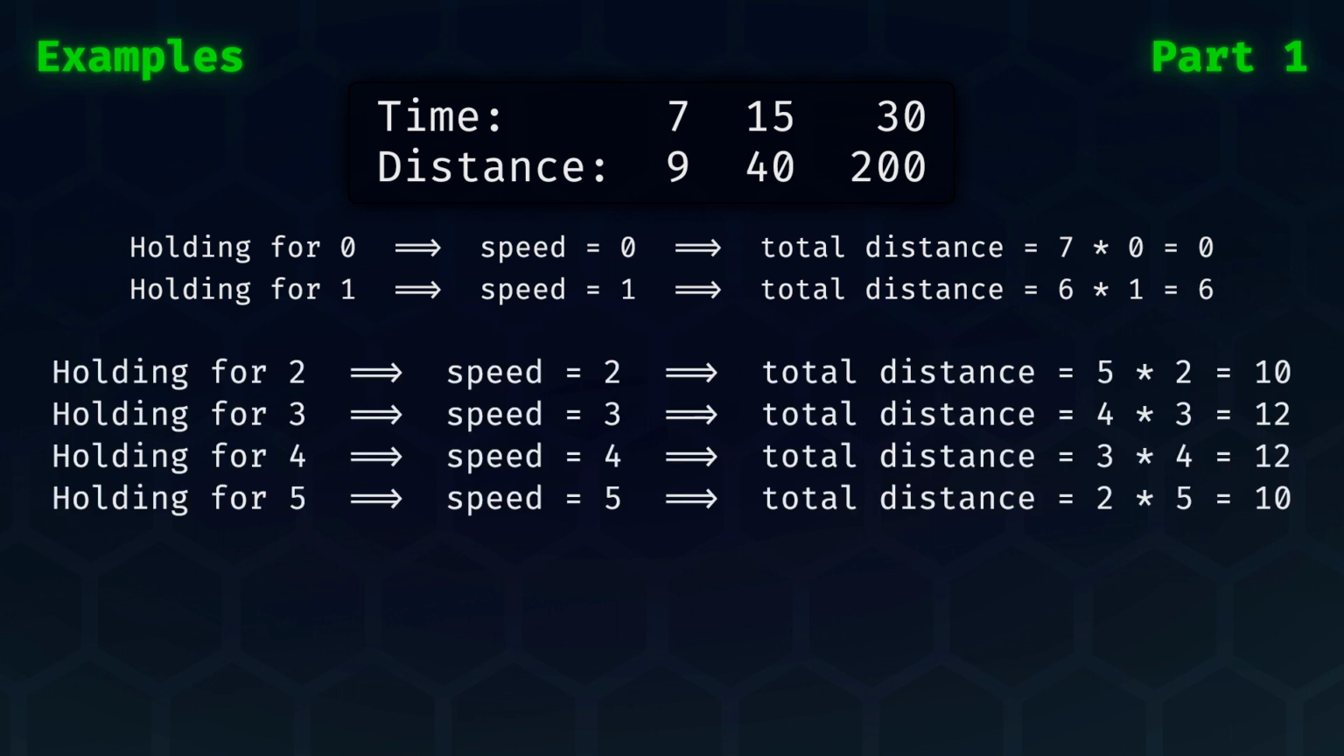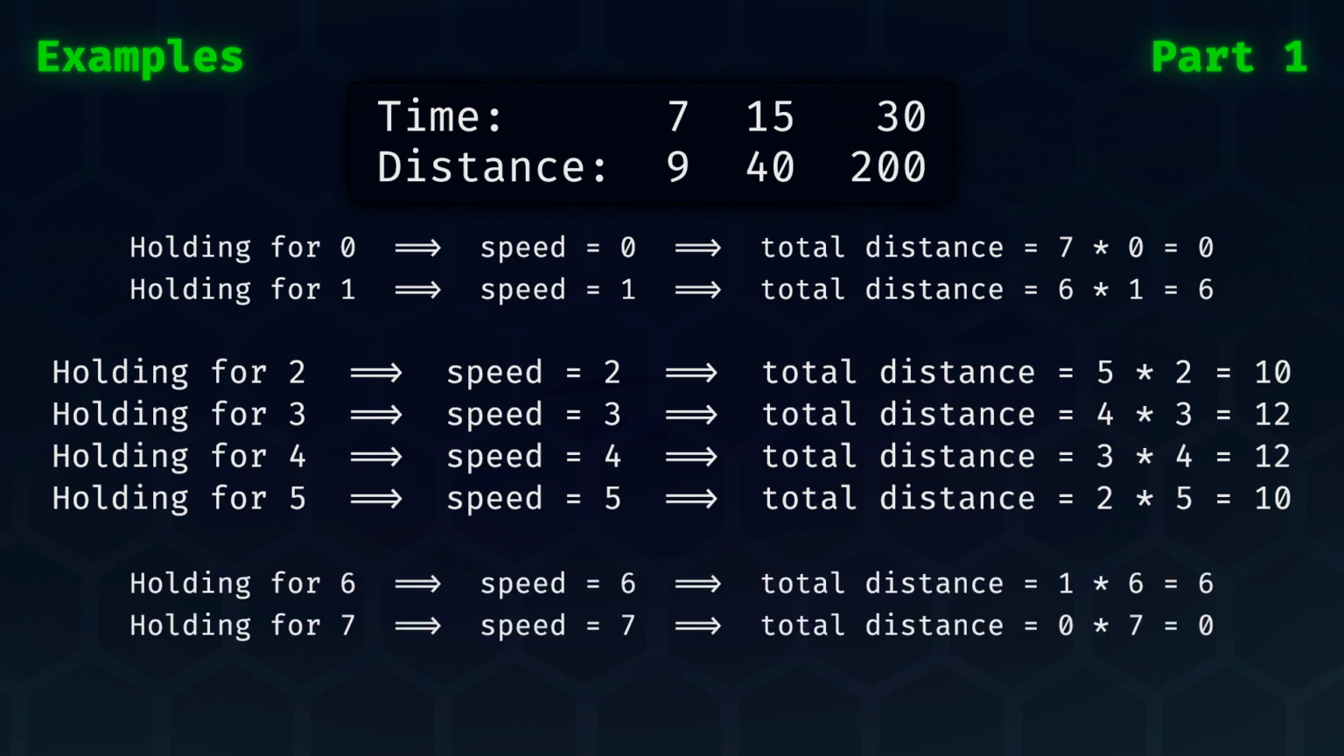The following 4 options where we hold the button for 2, 3, 4, and 5 seconds give us 4 distances that actually beat the record. Then when holding the button for 6 and 7 seconds, our speed is relatively high, but we have very little time to make use of all that speed. Hence, our total distance traveled goes down again.